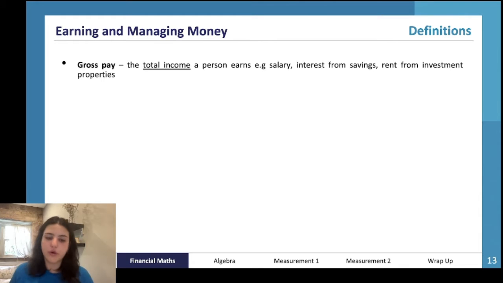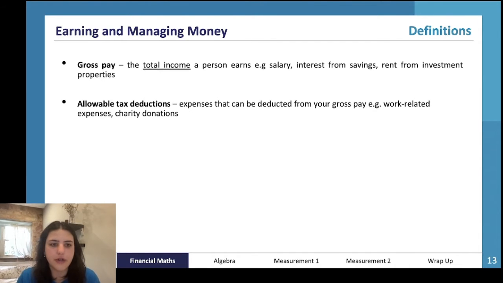The first thing is gross pay. Gross pay is the total income that a person earns. So it's their salary, interest from savings, rent from investment properties. It's all of the money that enters their bank account, right? We'll talk about deductions later, but you might earn money from babysitting, money from a savings account, money from work, money from netball training, right? This is your gross pay. This is everything that goes into your account.